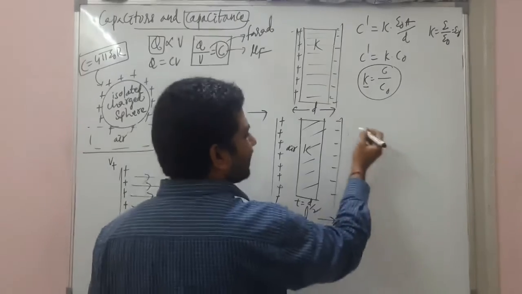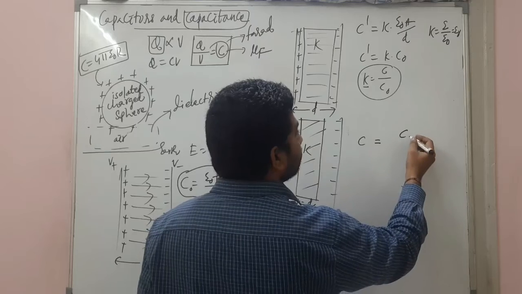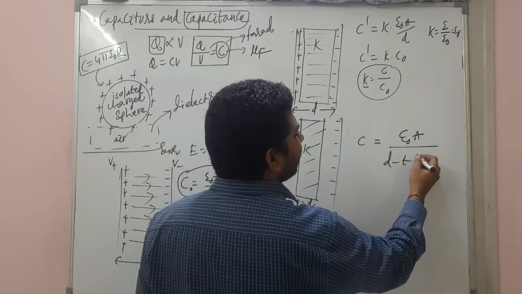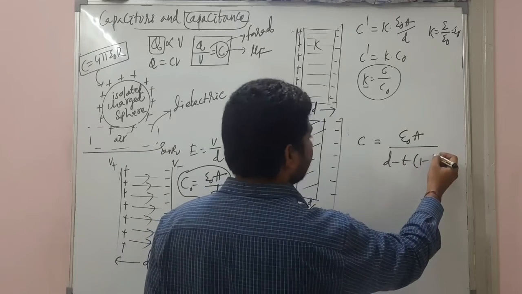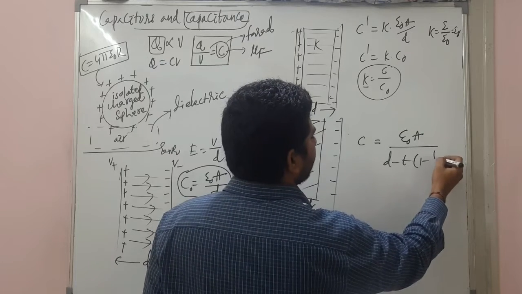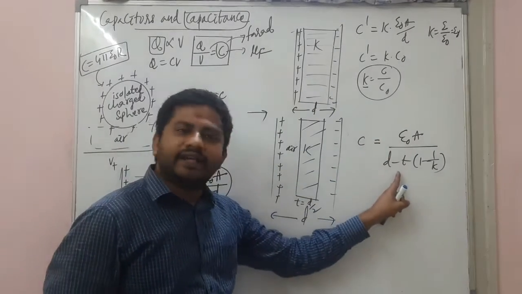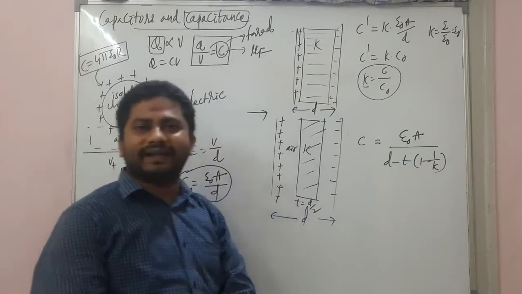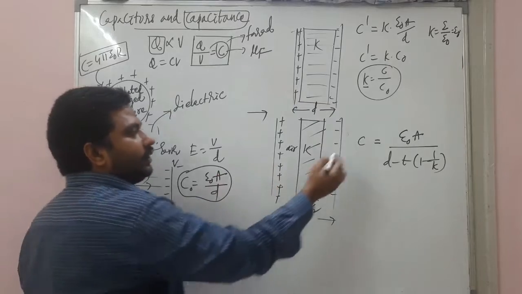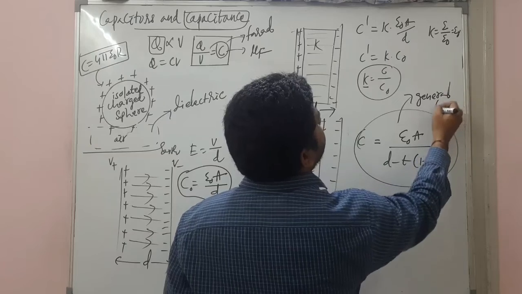So this capacitance is equal to epsilon naught A divided by D minus T into 1 minus 1 by K. What is T? Thickness of the dielectric. This is the general formula, my dear students.